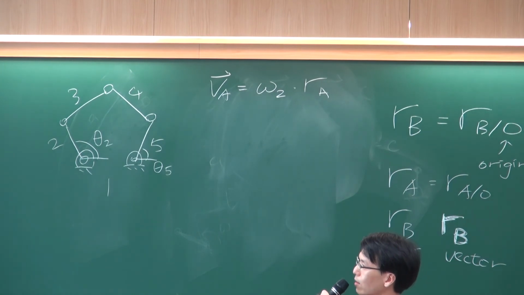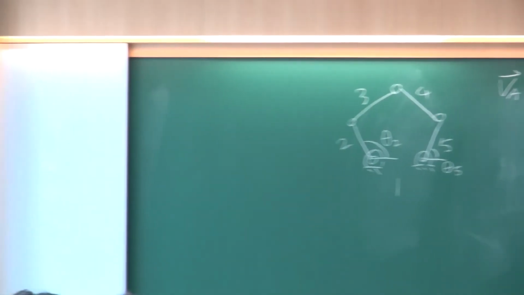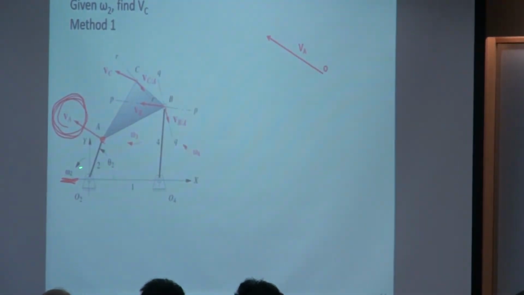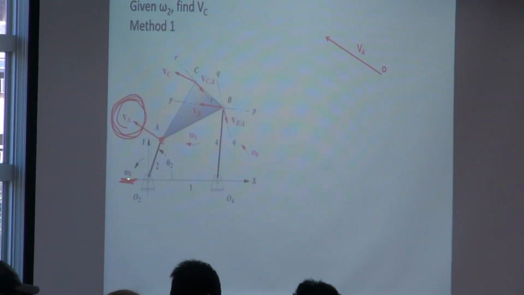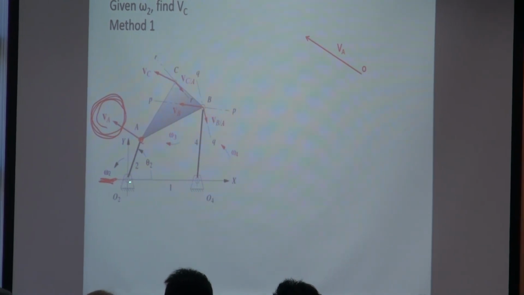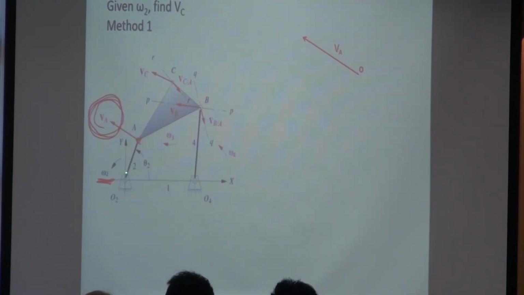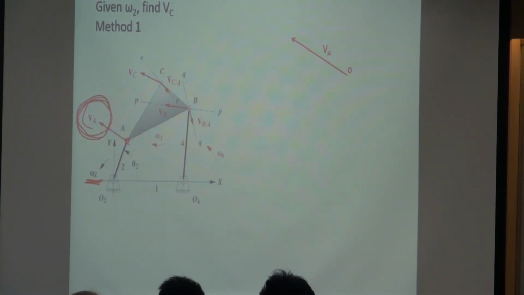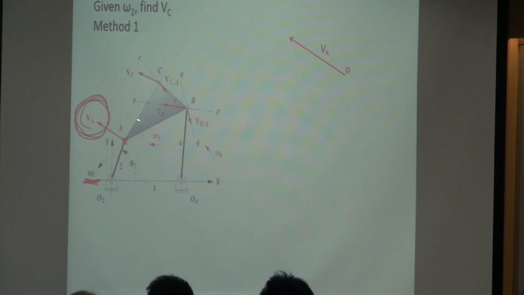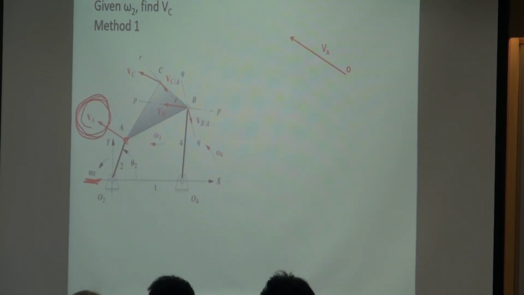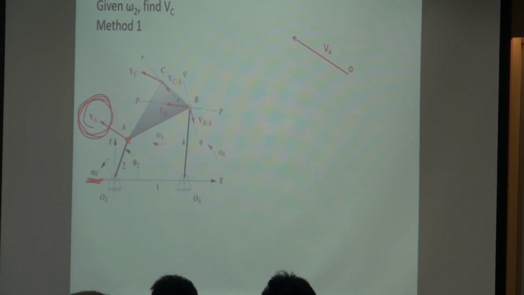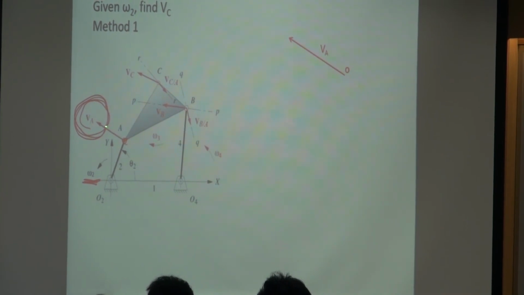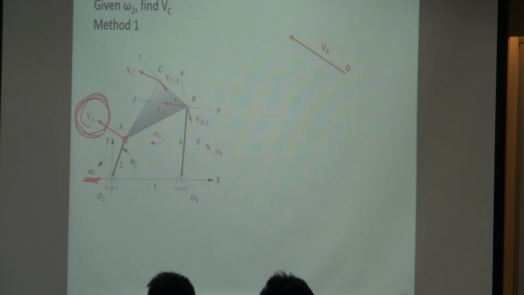We know the velocity of point A, we call it VA. VA is omega 2, which is provided in the question, times the length of this bar. This bar we just call RA. Omega 2 times RA would be the value of VA. So by multiplying omega 2 times R, you get the value of this velocity. How about its direction?